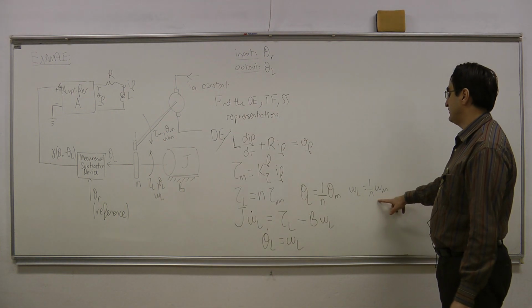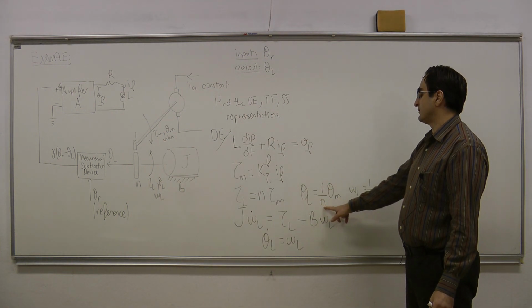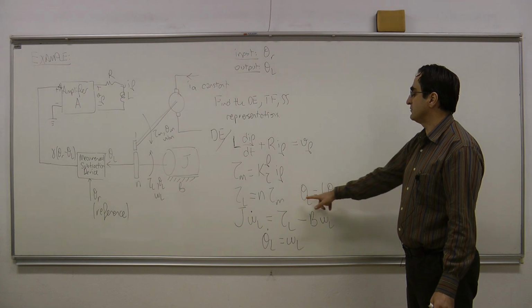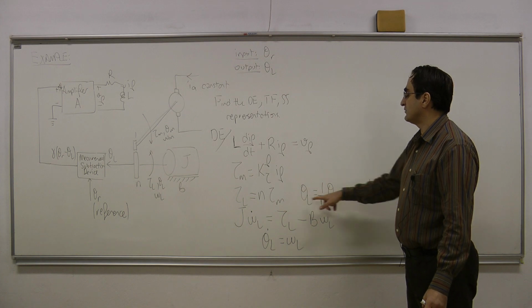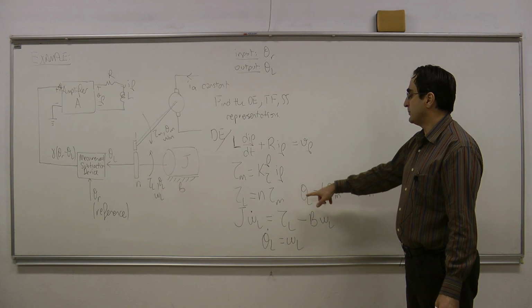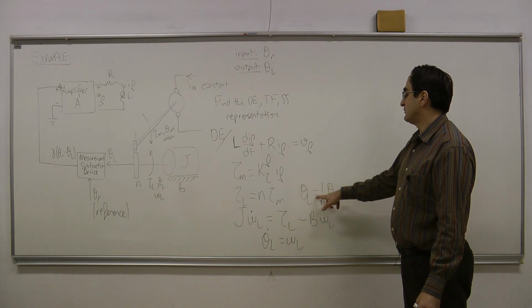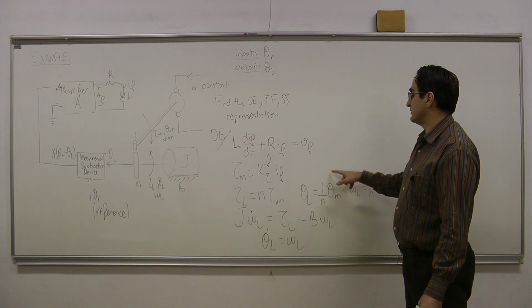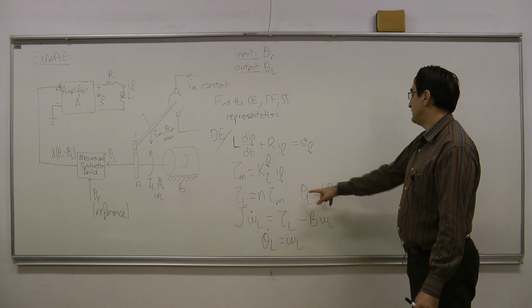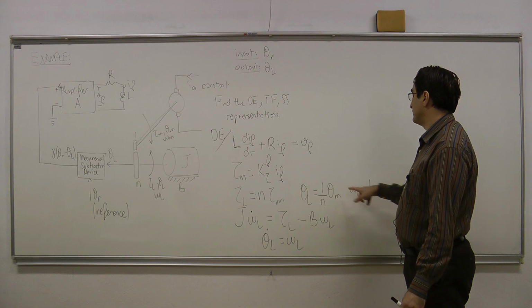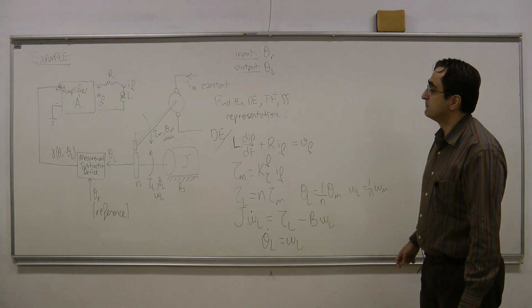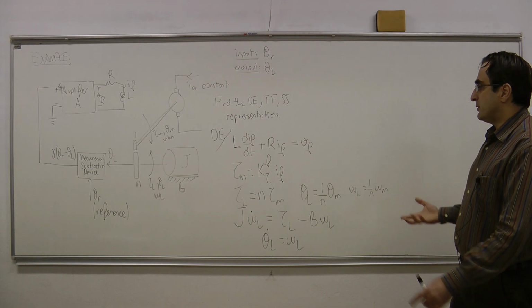How did I obtain this equation? This 1 over n is a constant here. So if I take the derivative of these terms on both sides with respect to time, then this becomes theta L dot is equal to 1 over n, a constant, times theta m dot. Theta L dot is omega L, and 1 over n remains here, and theta m dot is omega m. All right?